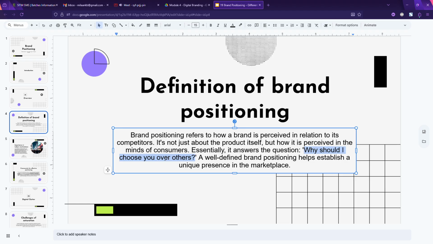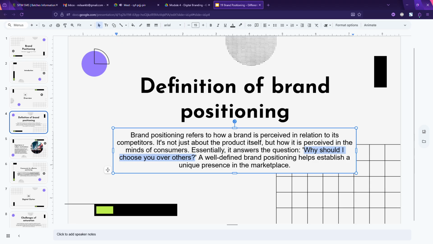And when we are doing it for something like gyms, the MMA gyms, dance academies, those are chosen by the people themselves. They will decide where they want to go. So we are targeting them directly there. It's basically, why should I? A brand positioning should clearly answer why should I choose you over others.